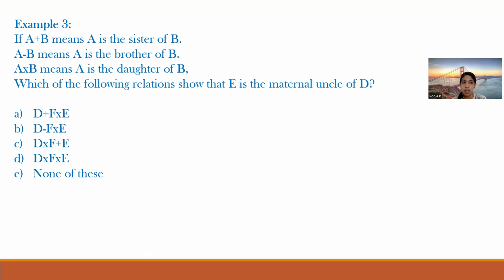Here, A plus B means A is the sister of B. A minus B means A is the brother of B. A into B means A is the daughter of B. Which of the following relations shows that E is the maternal uncle of D? If E should be the maternal uncle, then what is supposed to be there? E should have a sister.